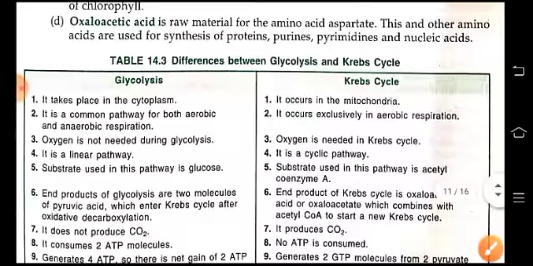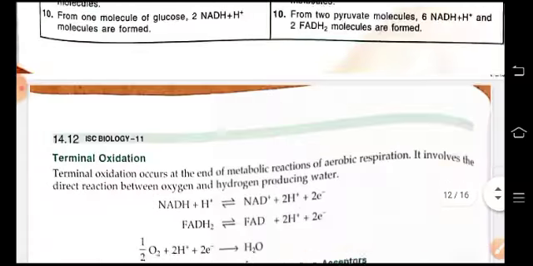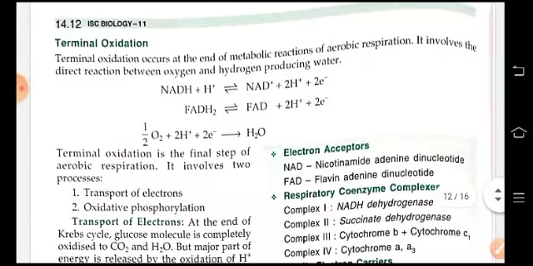Now here is the difference between the glycolysis and Krebs cycle, children. You will do it yourself. Now terminal oxidation we will do in our next class.